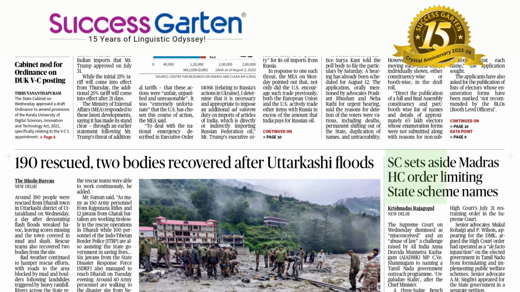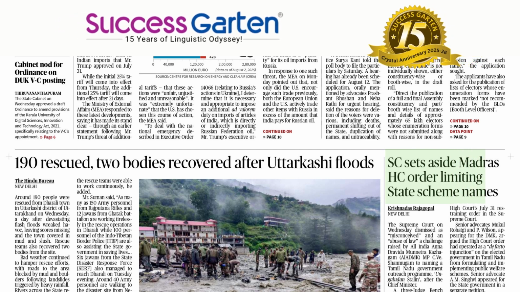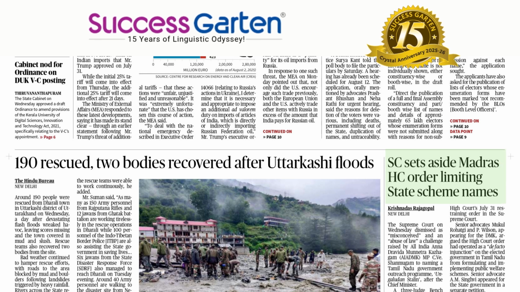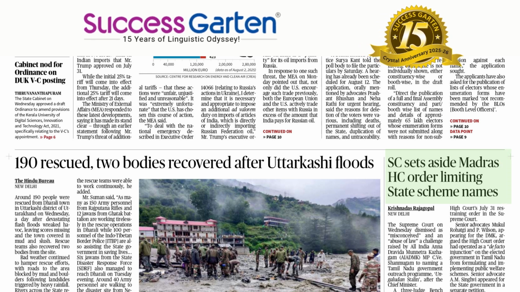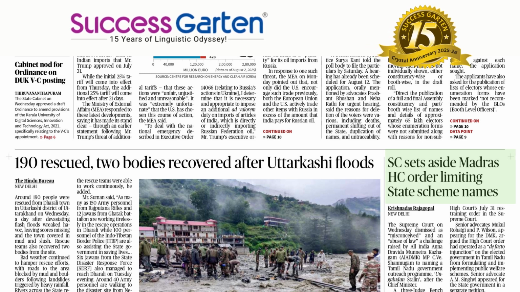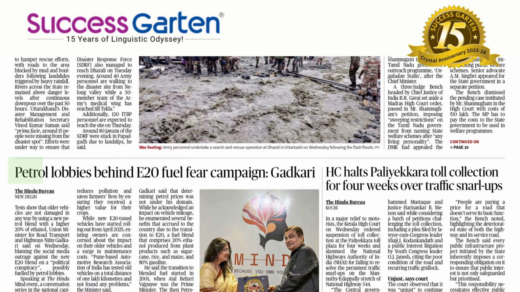Madras HC order limiting state scheme names. When you limit something, limit, L-I-M-I-T. So that is a very interesting verb coming noun. Limit, limiting, you control something. And we come to the second last news of the day.